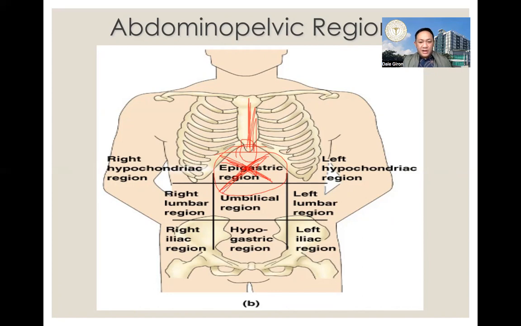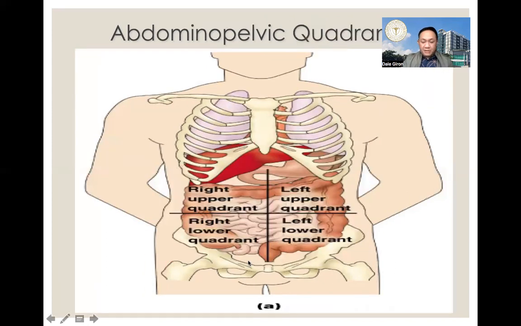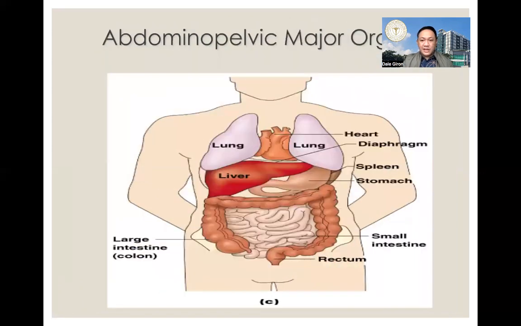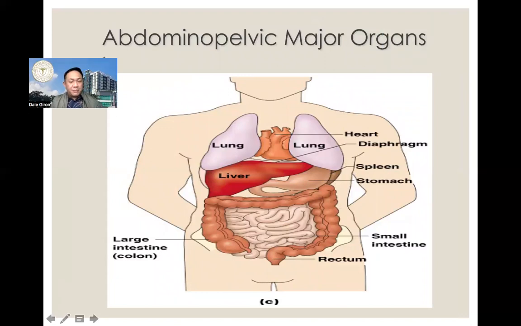Epigastric region. But you have to take note of all the 9 abdominopelvic regions and 4 abdominopelvic quadrants. Okay? Okay, let's move now to this area. These are the common abdominopelvic major organs. Liver, the lungs are not abdominopelvic major organs. No? Para pinakita lang na these are part of the thoracic cavity.